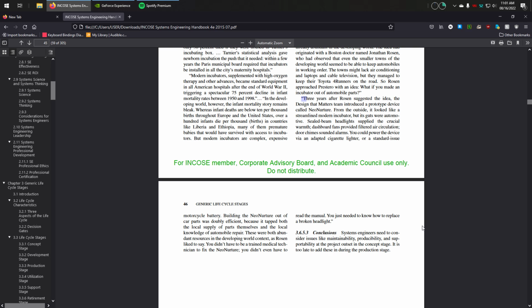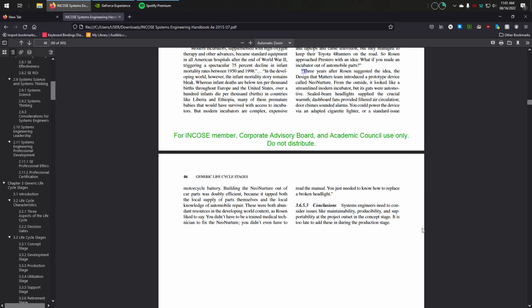Building the NeoNurture out of car parts was doubly efficient because it tapped both the local supply of parts themselves and the local knowledge of automobile repair. These were both abundant resources in a developing world context, as Rawson liked to say. You didn't have to be a trained medical technician to fix the NeoNurture. You didn't even have to read the manual. You just needed to know how to replace a broken headlight.